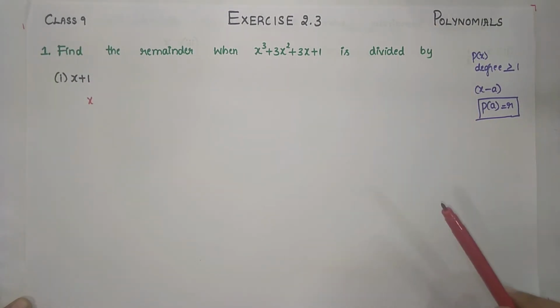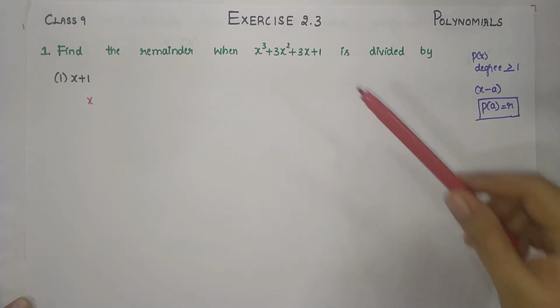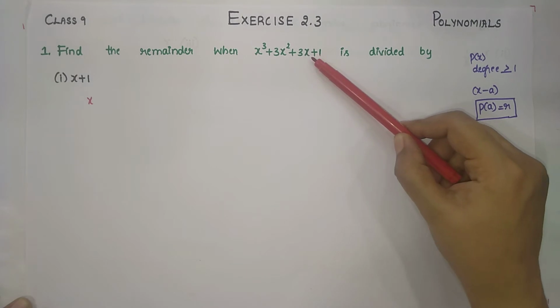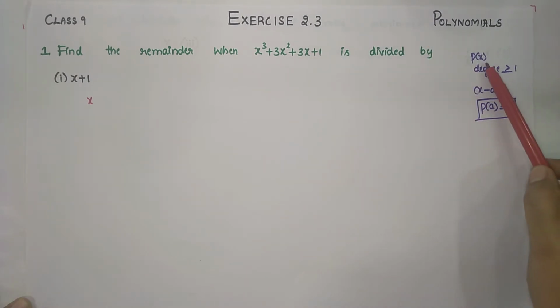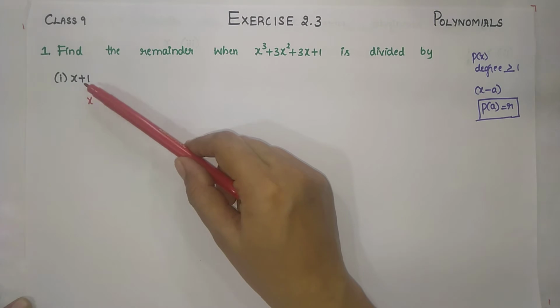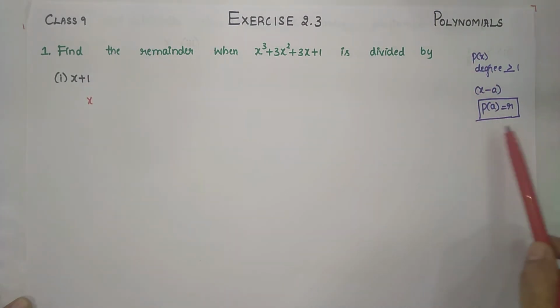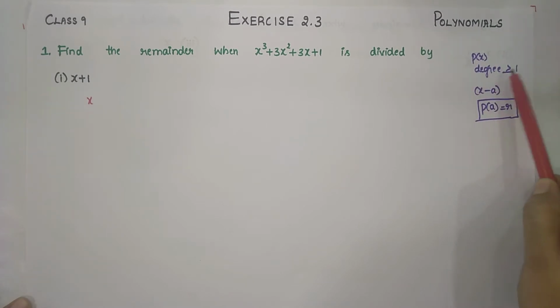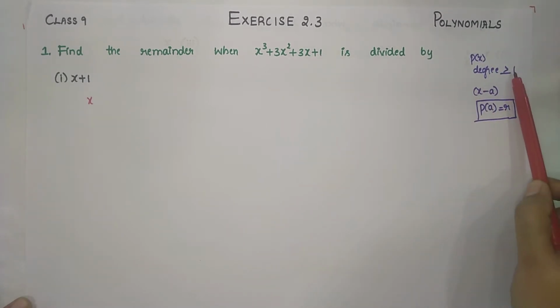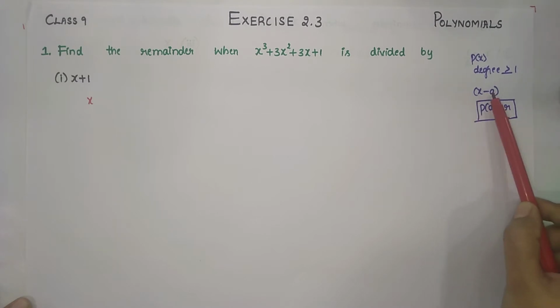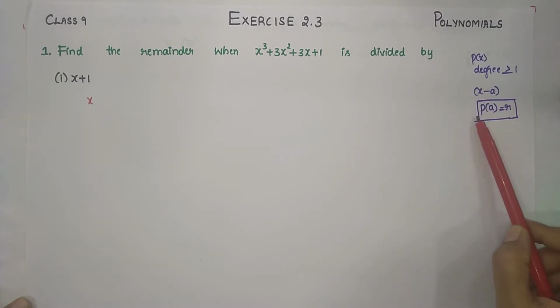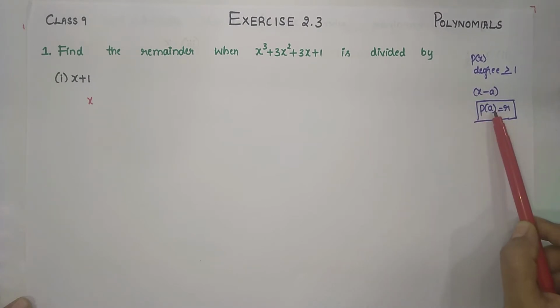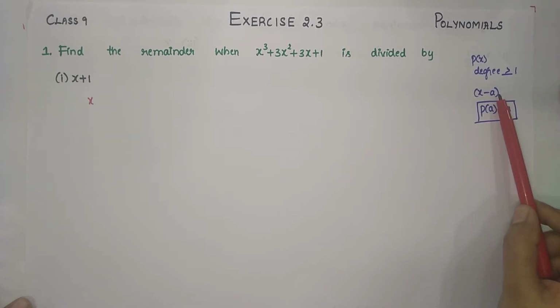So to solve this question, first you should know the remainder theorem. That is how to find the remainder when a polynomial p of x of degree greater than or equal to 1 is divided by the linear polynomial. The remainder theorem says that when the polynomial p of x of degree greater than or equal to 1 is divided by the linear polynomial which is in the form of x minus a, then the remainder is equal to p of a, where a is any real number.